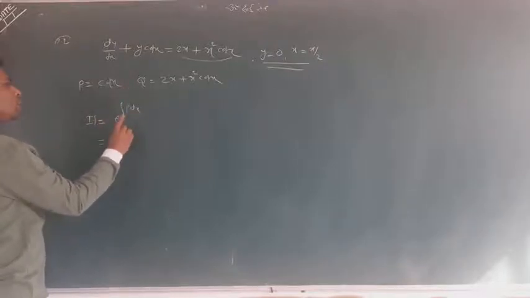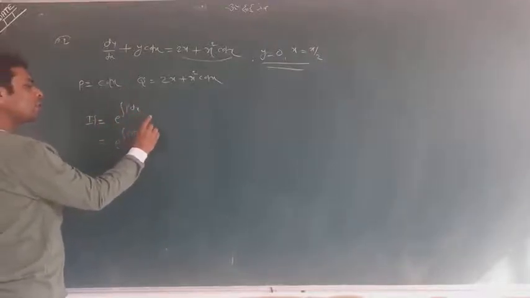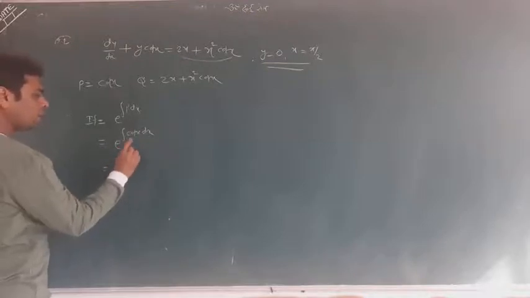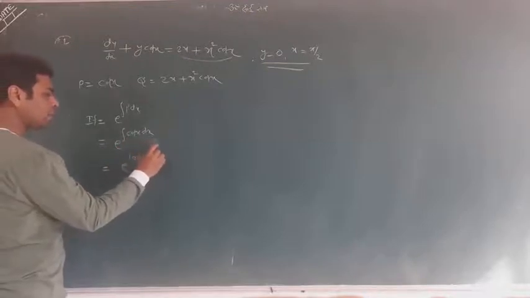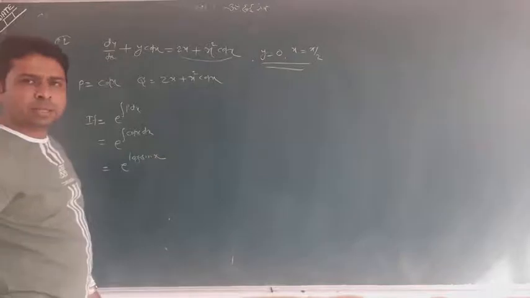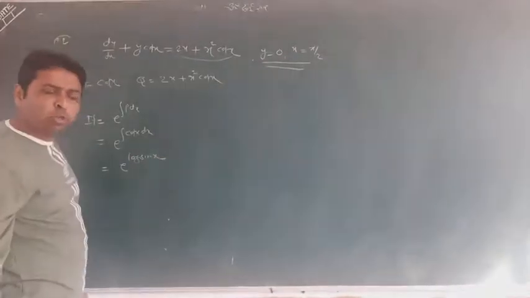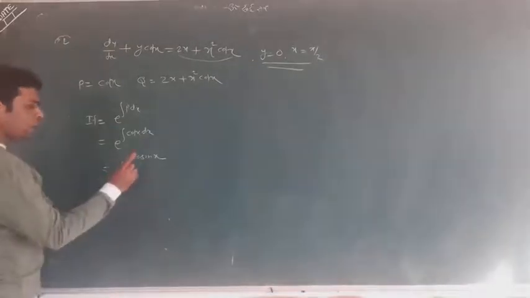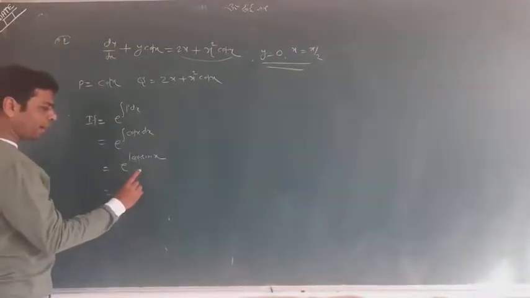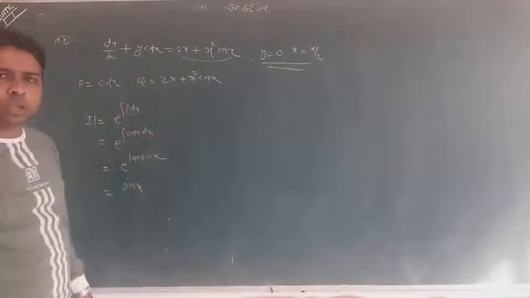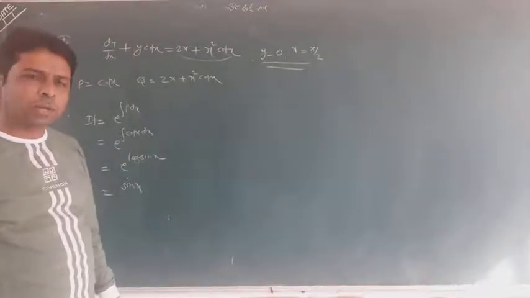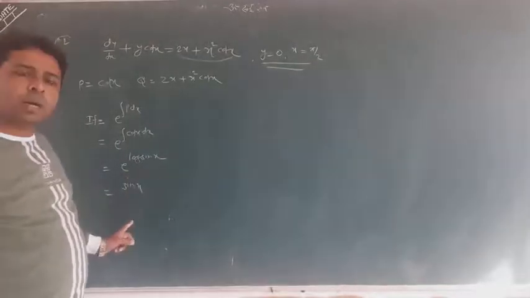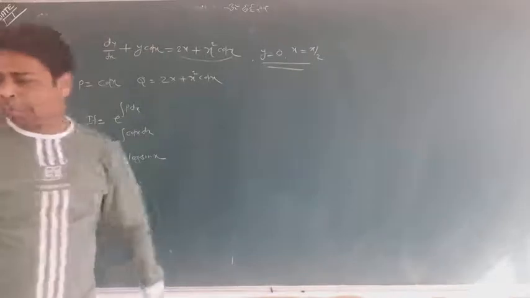So e to the power, what is P? Cot x. And what is the integration of cot? Log sin x. You remember, log sin x. This time mod can be used, no matter, but for convenience I am not using mod. E to the power log will cancel each other. You remember in the previous question I taught you that e and log will cancel each other. So e to the power log cancels and only sin x is remaining.